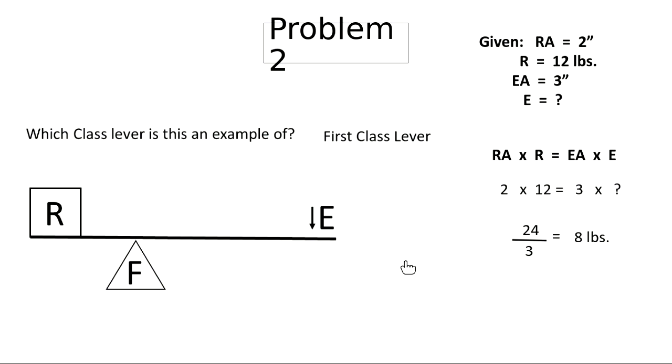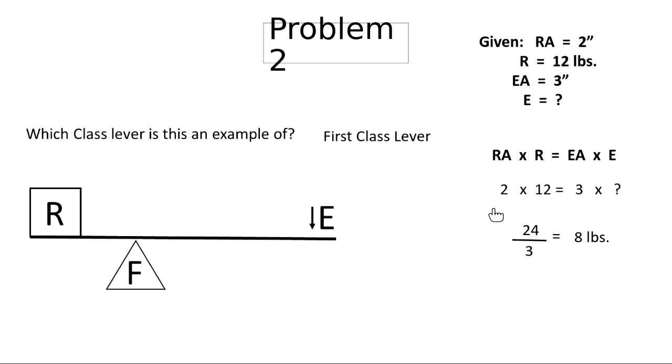This type, you see that it's set up like a seesaw. The fulcrum is in between the resistance and the effort. So it's a first class lever. Now we see here, I gave you 4 things here. I gave you the resistance arm is 2 inches. That's the distance from the resistance to the fulcrum. The resistance is 12 pounds. The effort arm is 3 inches. Well, this is not set up exactly like that, but that would be 3 inches here. How much effort is going to be needed to overcome the 12-pound resistance?